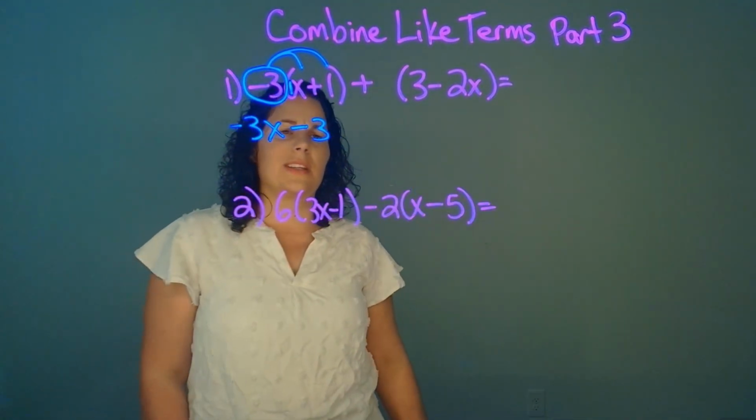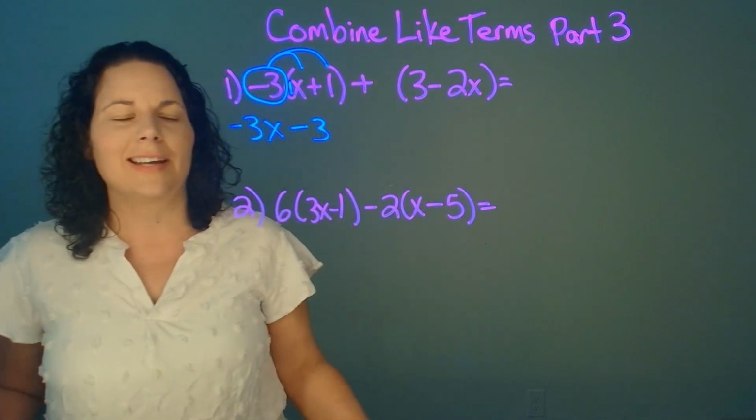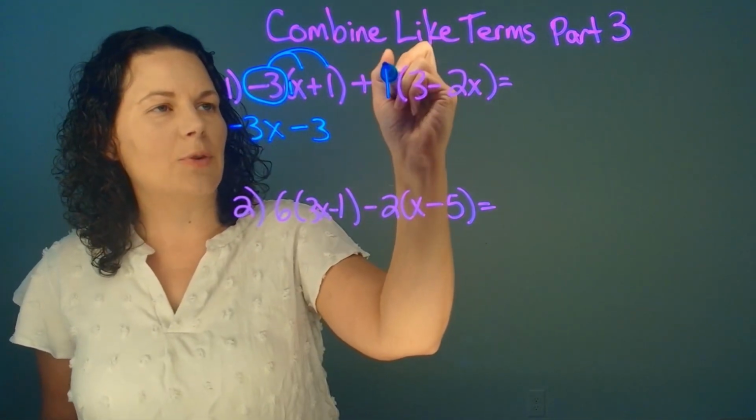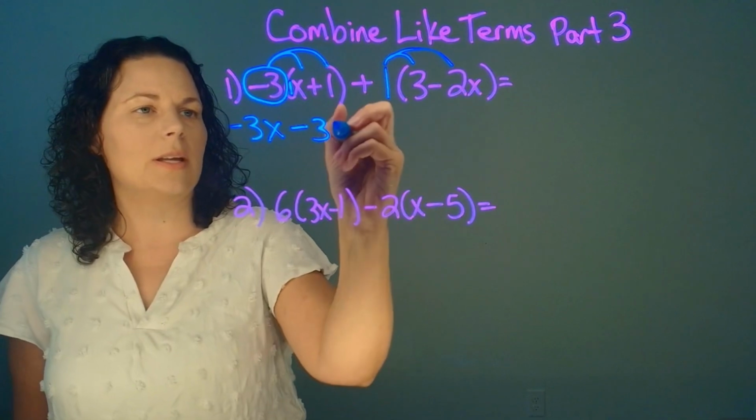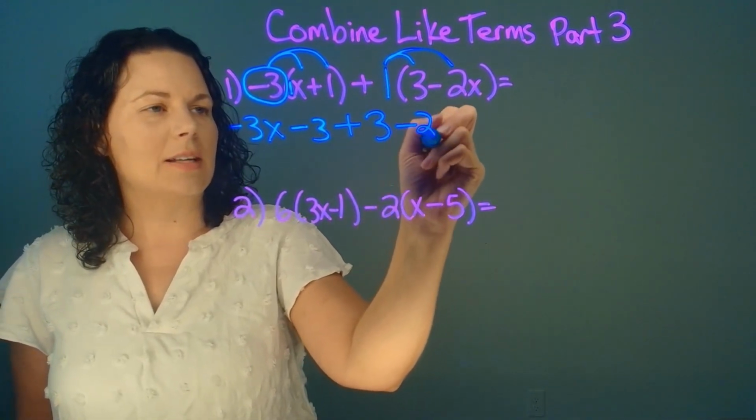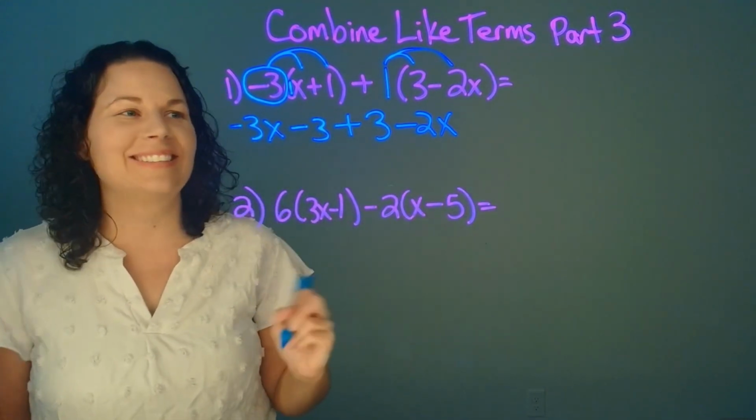Okay, well, what about this one? There's parentheses, but there's nothing in front of it. Again, it's an invisible 1, and if you want, you can write it and show how you distribute it. The nice thing is when you multiply by 1, it doesn't change anything.